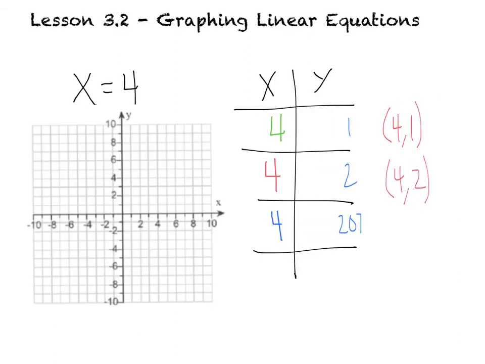So here's a graph, and I do think it's important to graph this one so you can see what's unique about it. At the beginning, we saw there wasn't a y, so right off the bat, hopefully you realize that this is going to be kind of a special problem. So let's graph this. 4, 1 would be right there about, and 4, 2 would be right above it. And if we did 4, 207, it would be way up here. But what hopefully you're noticing is that it's a vertical line.